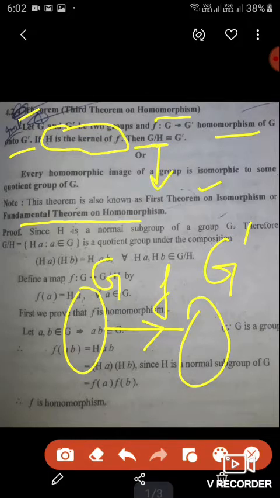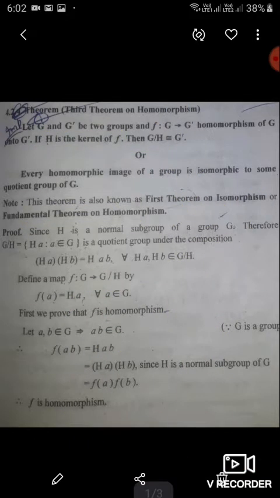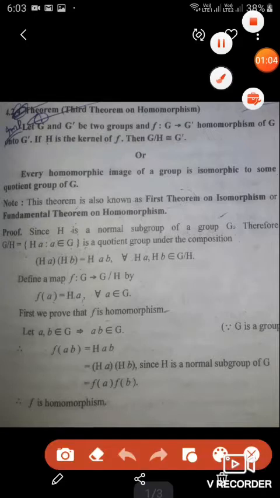This quotient group will be isomorphic to G dash. This symbol is representing isomorphism. That is, the function that will be from this set to this set will be 1-1 plus it will be a homomorphism. Fine.